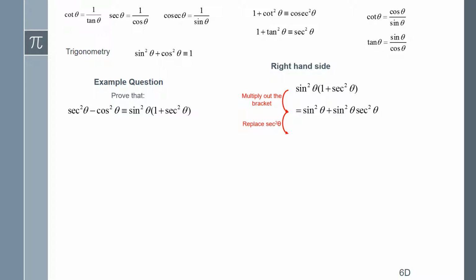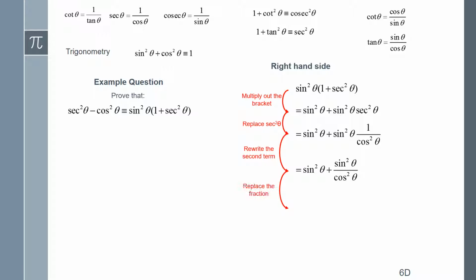We can then think to ourselves, well, hang on, sec squared theta, that's the same as 1 over cos squared theta. And we can write that as a single fraction: sine squared theta plus sine squared theta over cos squared theta. We can then replace the fraction, because sine over cos is tan, so that's tan squared theta.